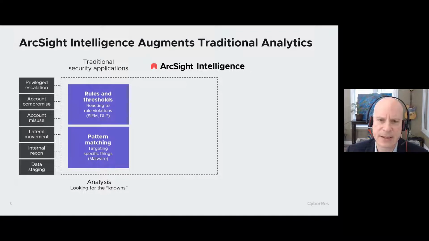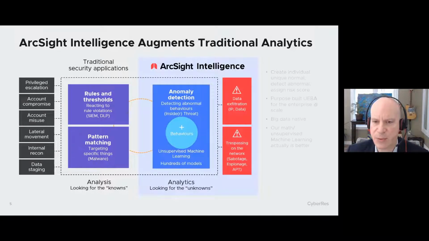Traditional security applications concentrate on finding threats using rules and thresholds or pattern matching. These are excellent techniques for finding known threats, but they don't work so well for catching evasive and evolving insider threats. Or said another way, you can't write a rule for an unknown threat.